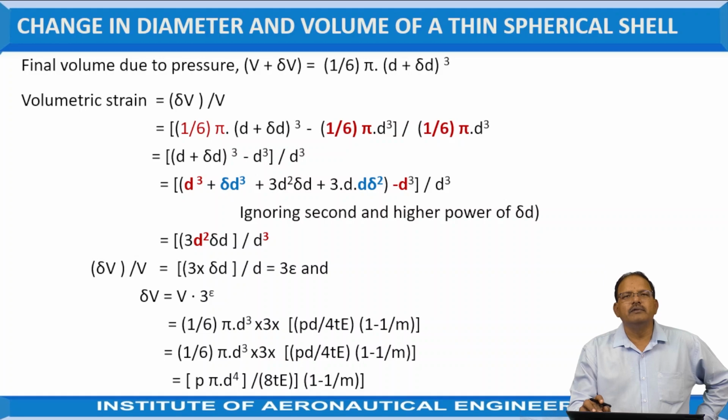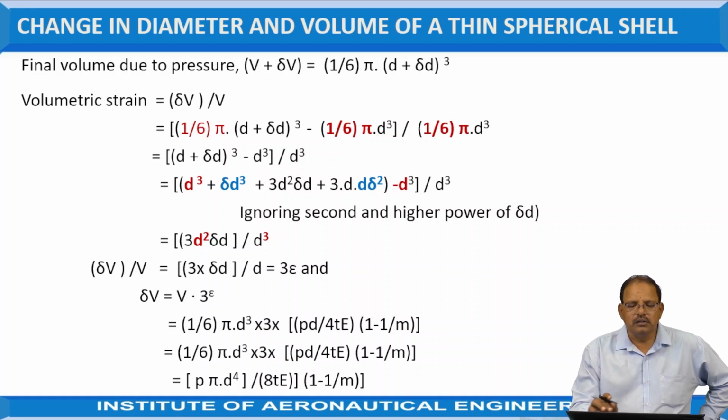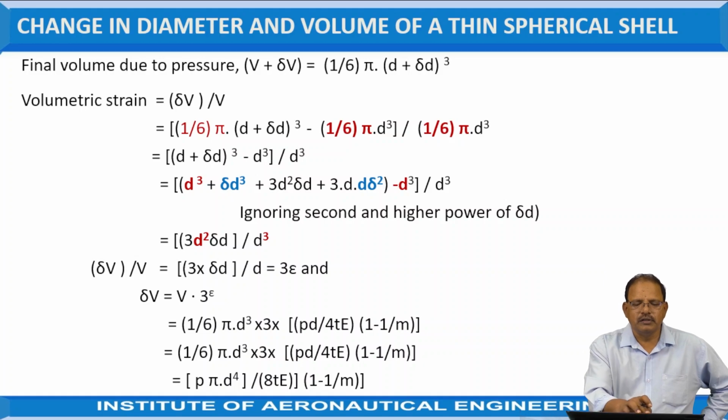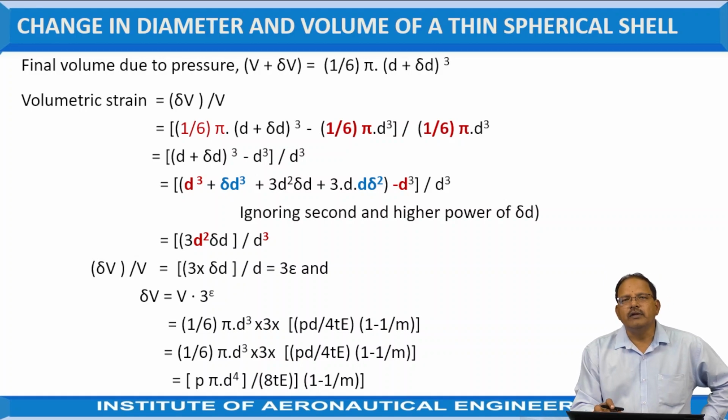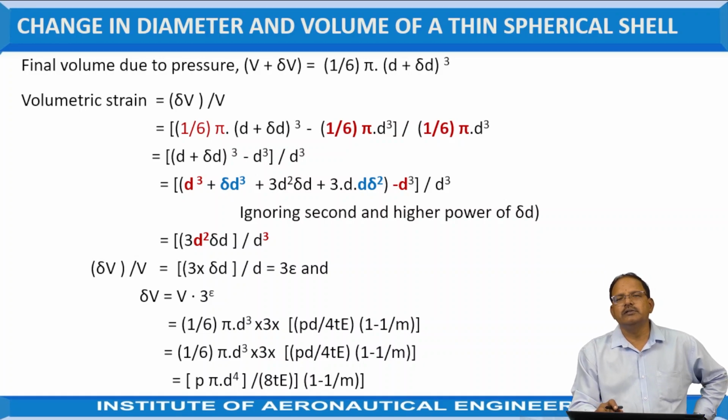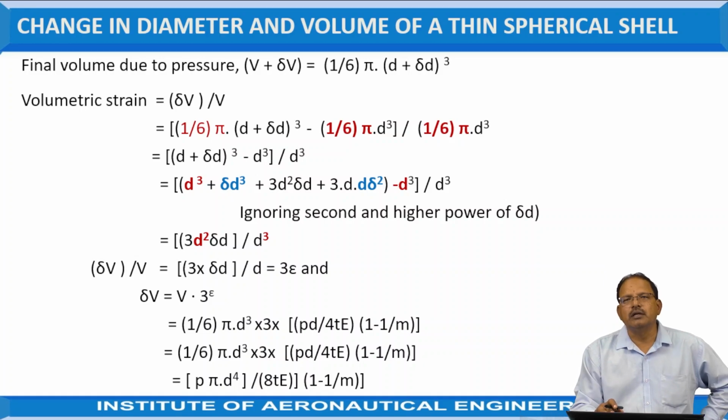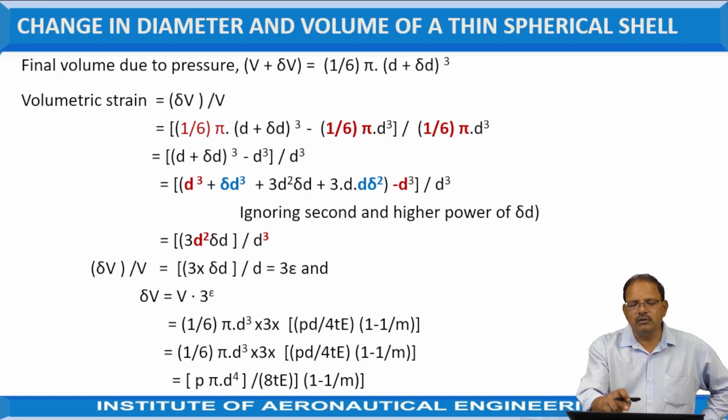The final volume of the shell, because the volume increases, V plus delta V, is equal to 1 by 6 pi, because we assumed that the diameter of the shell increases when it is subjected to a certain internal pressure. So it is equal to D plus delta D whole cube.